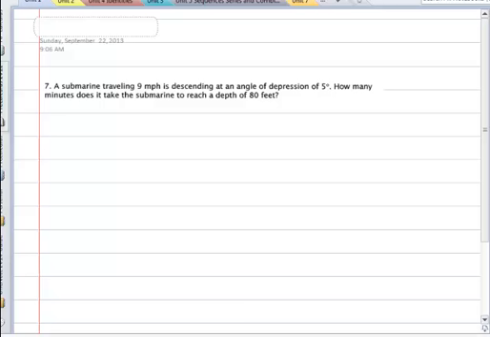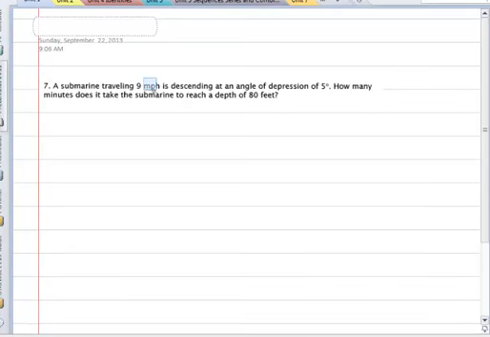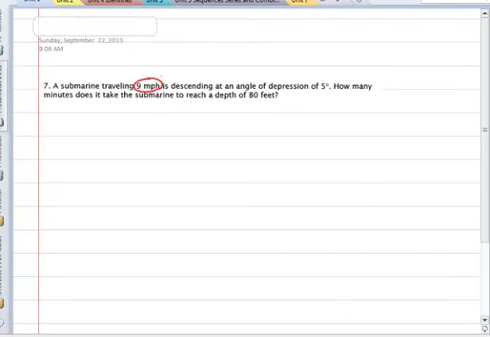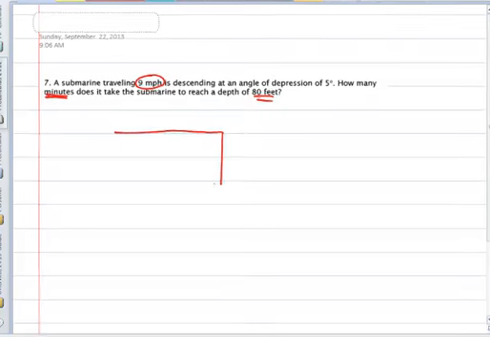As we read the problem, it says a submarine is traveling at 9 miles per hour. It's descending at an angle of depression of 5 degrees. How many minutes does it take, and remember they said minutes, for it to reach a depth of 80 feet? So we want to draw a triangle because we are studying trigonometry.